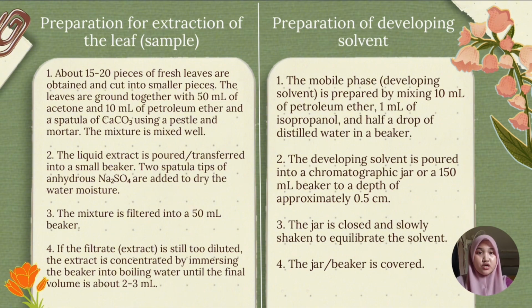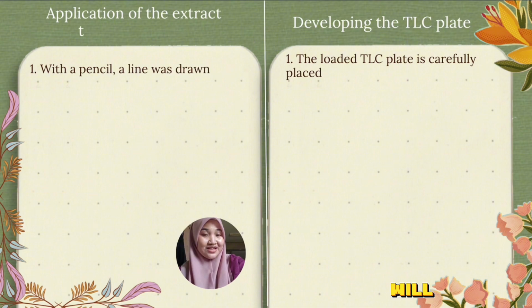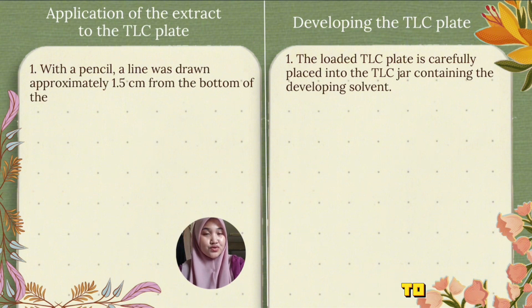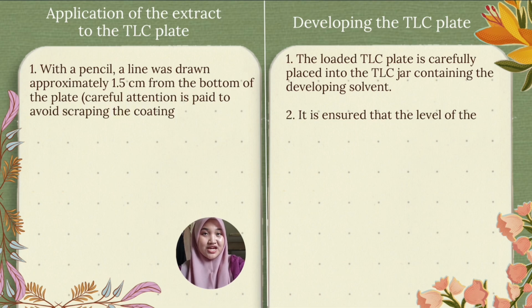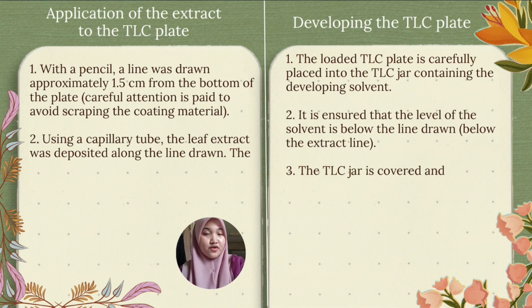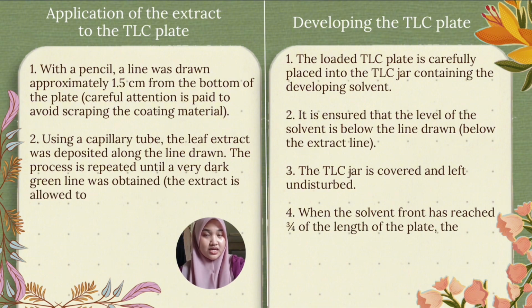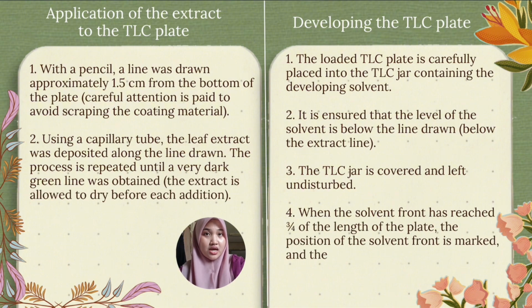Okay, next, preparation of developing solvent. Number 1, the mobile phase, which is the developing solvent, is prepared by mixing 10 ml of petroleum ether and 1 ml of isopropyl alcohol. Okay, now I will proceed to application of the extract to the TLC plate. Number 1, with a pencil, a line is drawn approximately 1.5 cm from the bottom of the plate. Number 2, using a capillary tube, the leaf extract is deposited along the line drawn. The process is repeated until a very dark green line is obtained on the plate.